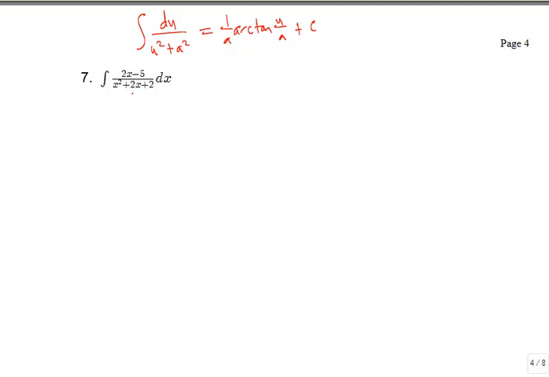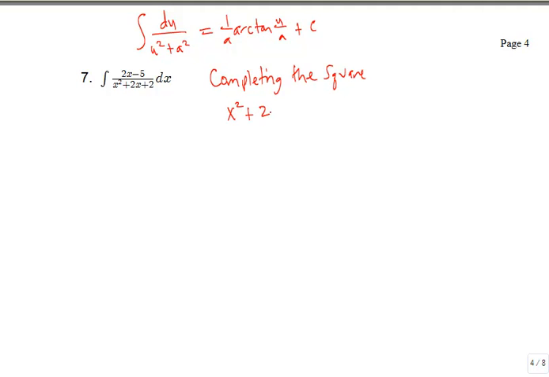So what we're going to do is turn this denominator into a quantity squared plus a constant squared. And to do that requires that we factor this denominator in a special way using the process called completing the square. And most of the time we don't like doing this because completing the square can be a little bit tricky.